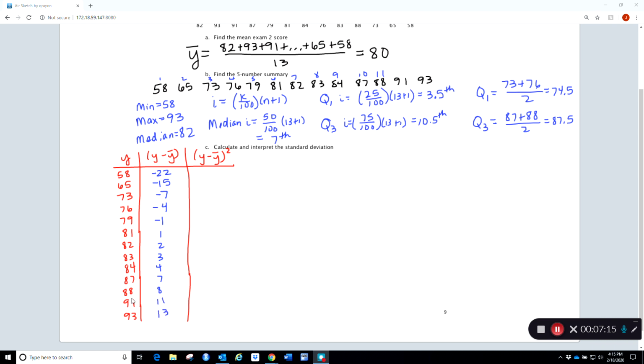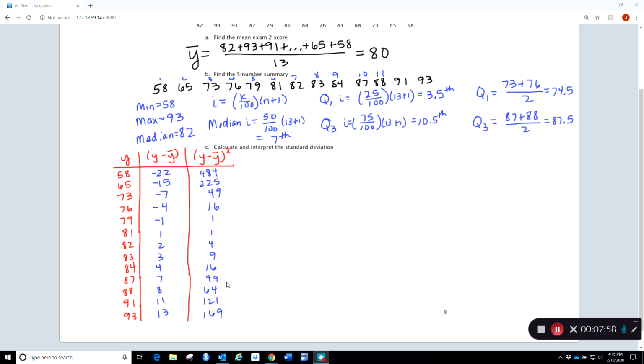Now that we have all of those values, we're going to take each of these values and square it. So negative 22 squared will give me 484. Negative 15 squared will give me 225. Negative 7 squared will give me 49. And just keep on going for all of our values. So we have all of the values in this column squared over here.